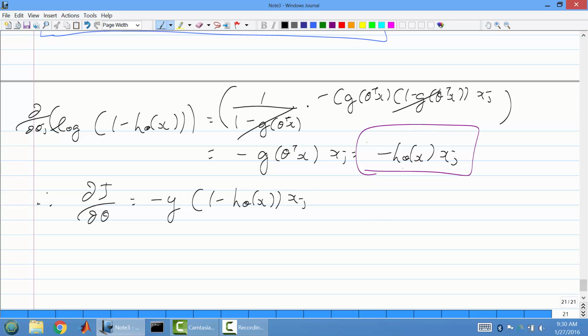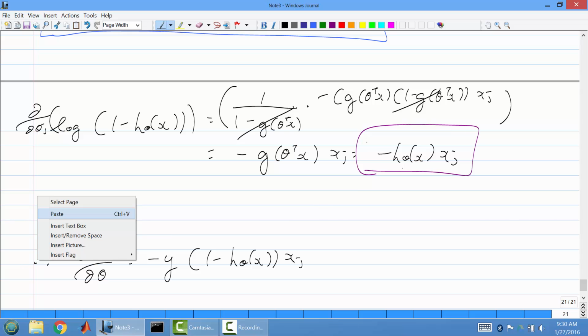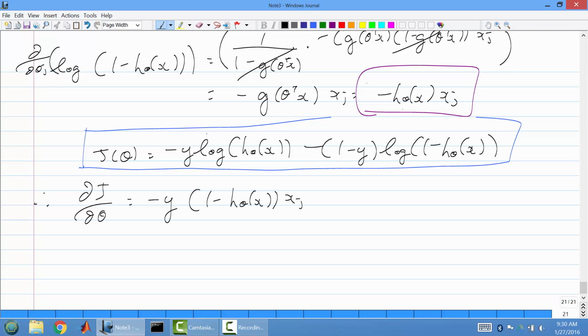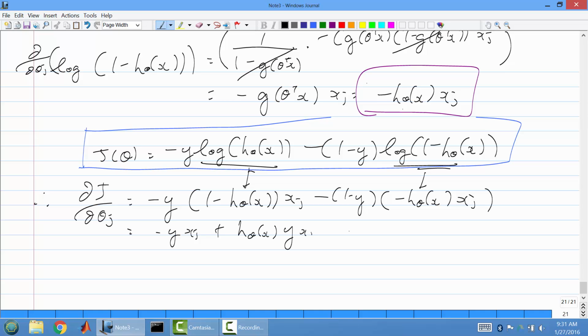Let me move this down so you can actually see. So you've got that. And then when you differentiate, remember this is with respect to theta j, so the y stays constant. So this is this term here, and then minus 1 minus y, and then this is this term here. If you expand this out, this is minus y xj plus h theta x times xj.